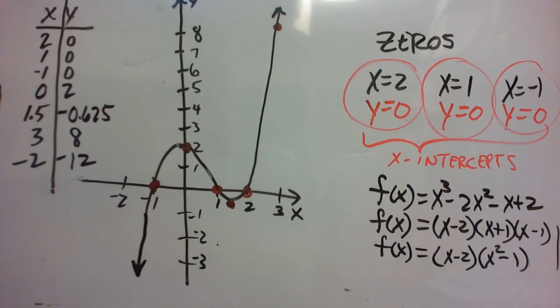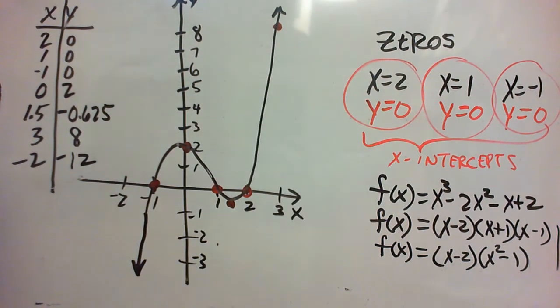So that's the graph. That's the concept. Zeros give you the x-intercepts. So we'll see you next time.